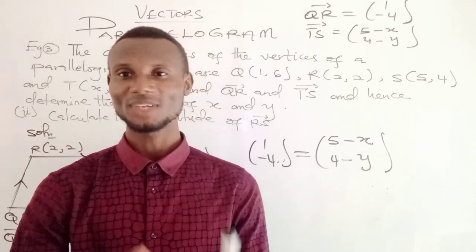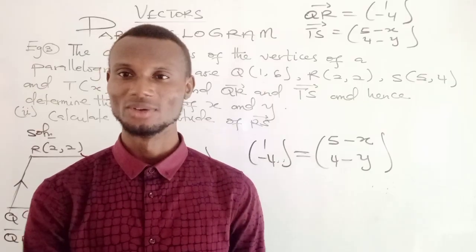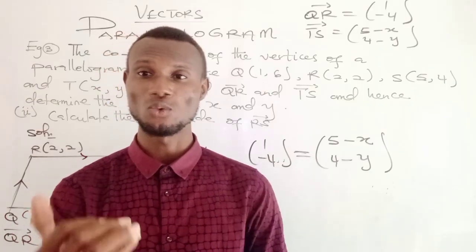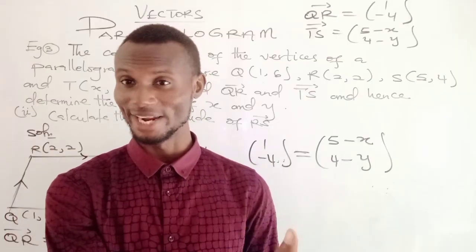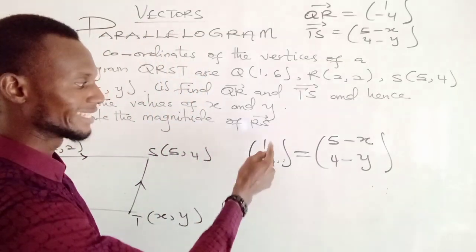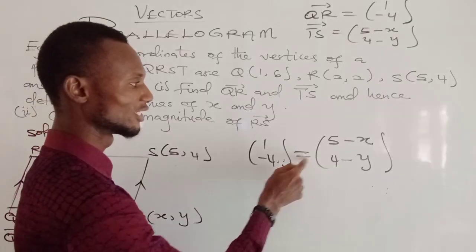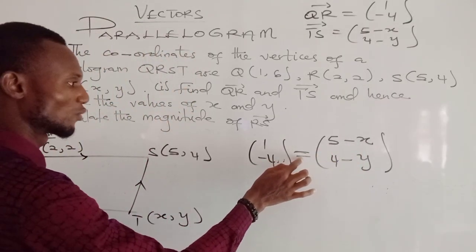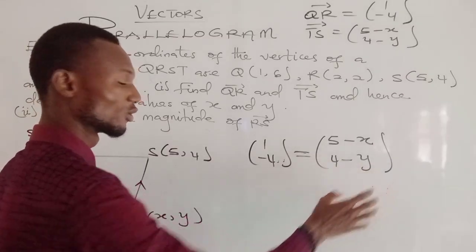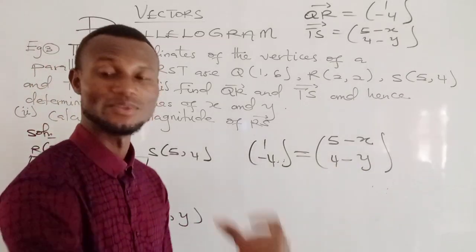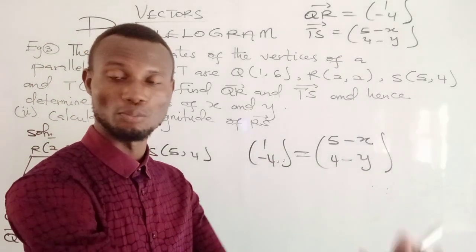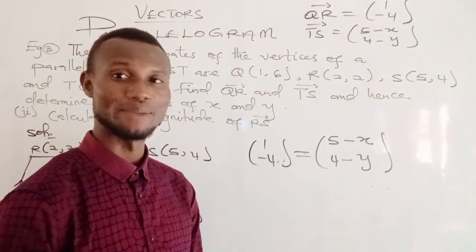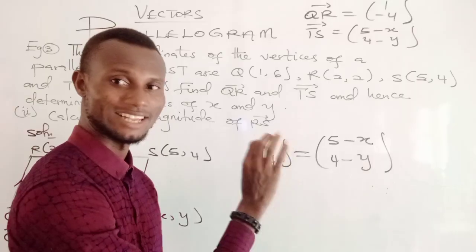If two vectors are equal, then it means their corresponding components are the same, so we can equate corresponding components. What it means is that when I take the 1 here, I can equate it to the 5 minus s, and when I take the minus 4 here, I can equate it to the 4 minus y. That is equating corresponding components, the equality of vectors that I taught you in the previous videos. We are applying that knowledge here.